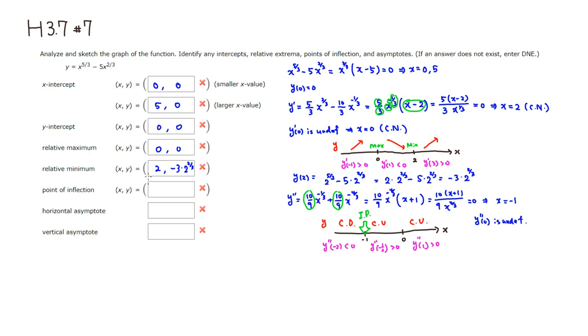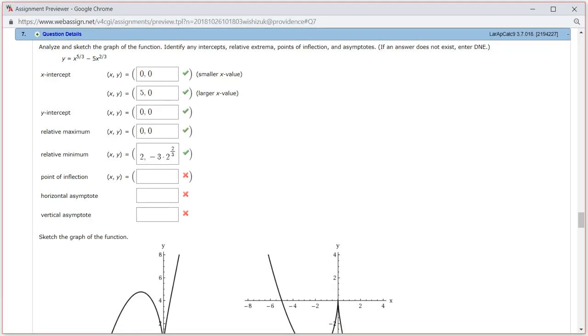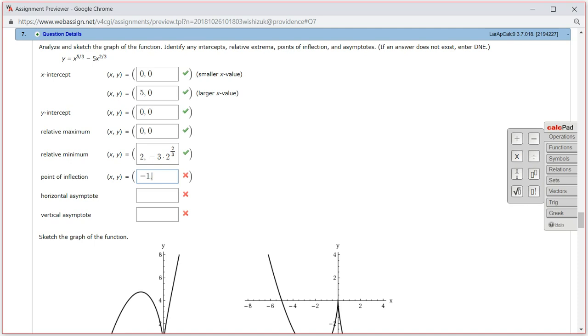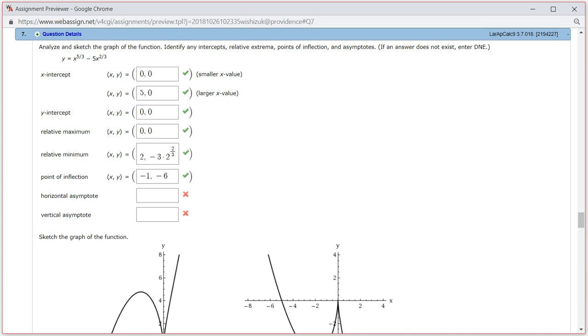So the inflection point is at -1 comma. What's y of -1? If you plug in -1 here, that's -1. If you plug in -1 here, it's a 2, so it's +1, so it's -5. So it's going to be -6. So the inflection point is (-1, -6). All right, so let's check the answer. I came back and it looks like we got the points of inflection here.